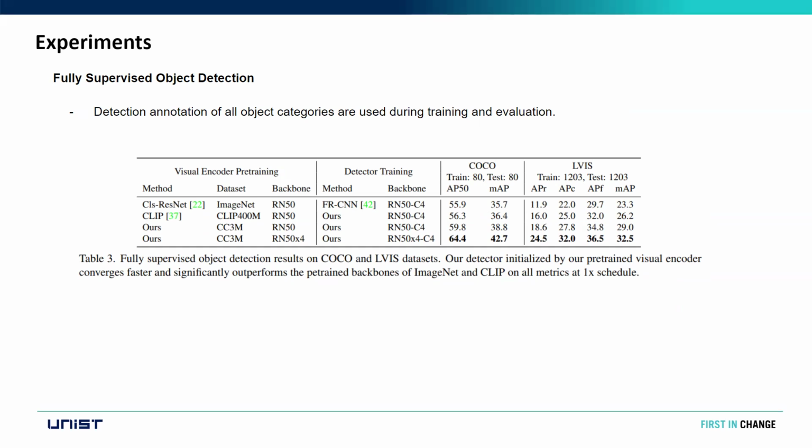And also for fully supervised object detection on COCO and this data set, the results are state of the art. So they use their pre-trained visual encoder here, and they said that our detector initialized by the pre-trained visual encoder converges faster and significantly outperforms the backbone pre-trained on ImageNet and CLIP.